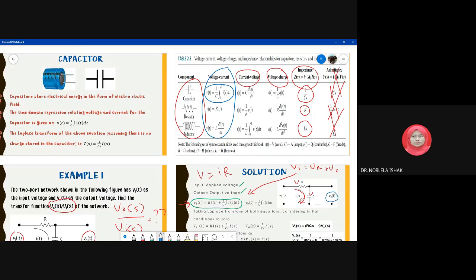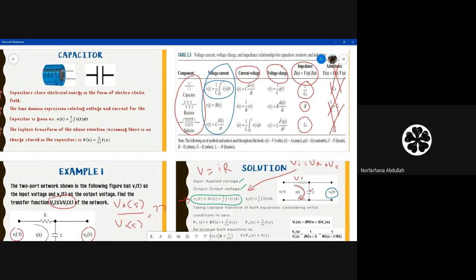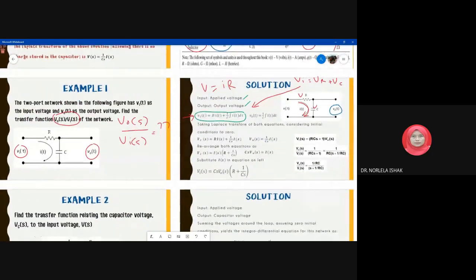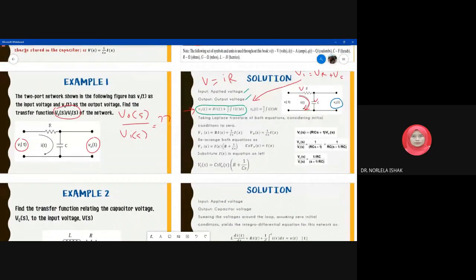Is our output voltage equal to the capacitor voltage? Is V naught equal to VC? Guys, from the circuit, yes. Okay, very good. Your V naught equals VC, right?